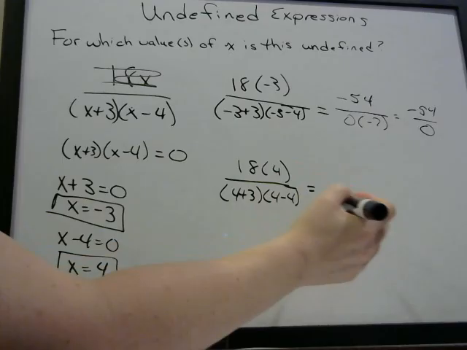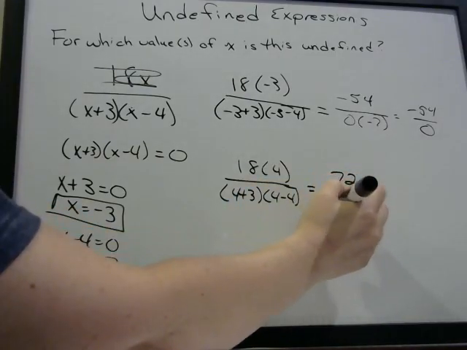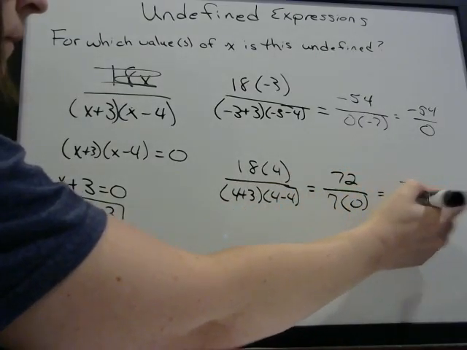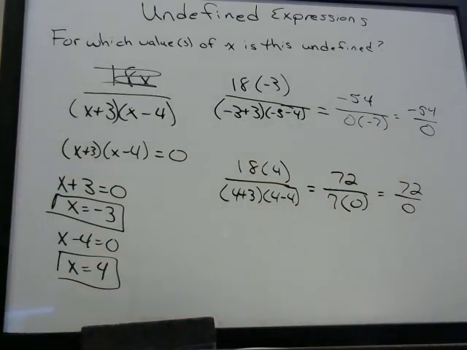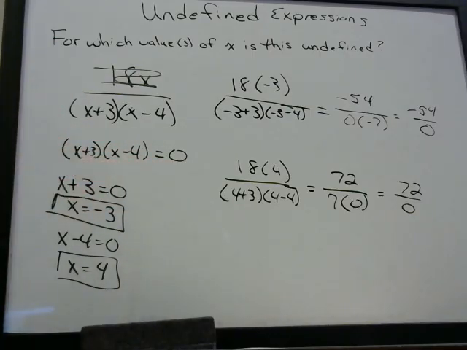18 times 4 is 72. 4 plus 3 is 7. Times 4 minus 4 is 0. 72 over 7 times 0, which is 0. So this fraction is undefined. So when x equals 4, this fraction is undefined. So again, you have two answers here. The key to these problems when you see a fraction is just look at the denominator, set it equal to 0, and then solve for x.